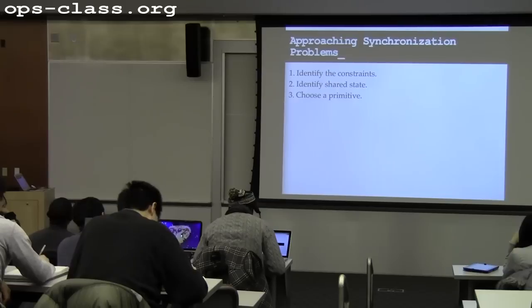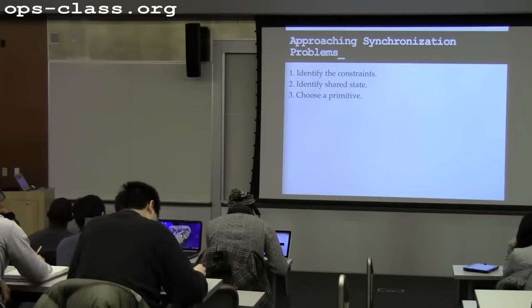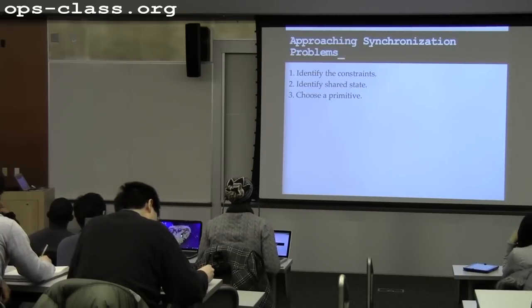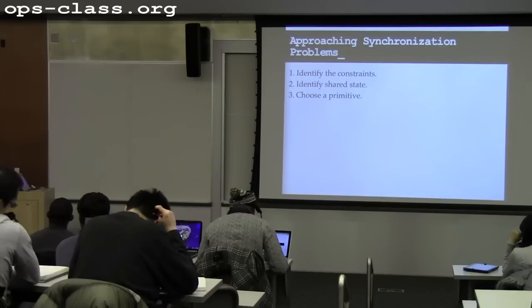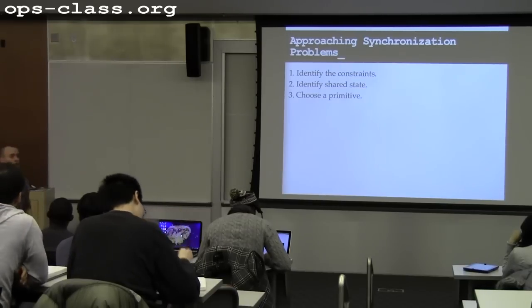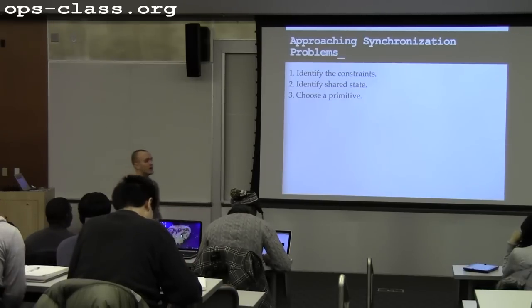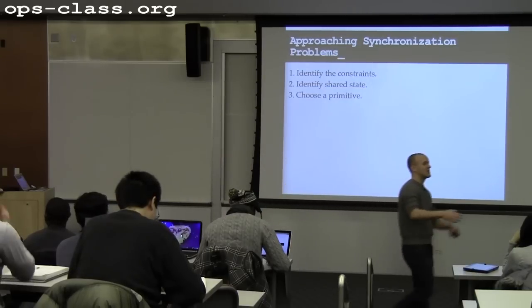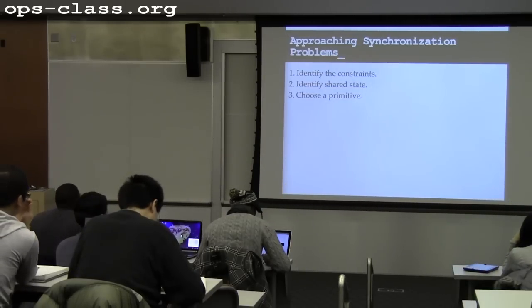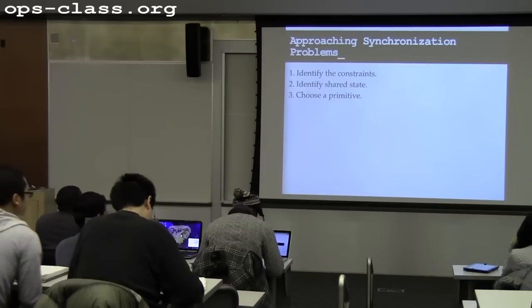Choose a primitive, and sometimes this is a step that you'll want to come back to, right? Sometimes a good way of approaching these problems is to choose a primitive, think about how you would implement the solution using that primitive, and if it starts to get really gross, if it starts to feel wrong, one clue is if you start having to create a lot of other shared state to hold information about the thing that you're trying to protect, right? Sometimes that's necessary. Other times it means you're not using the right primitive, right?